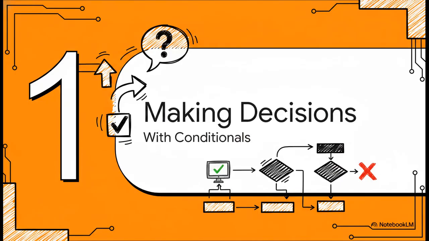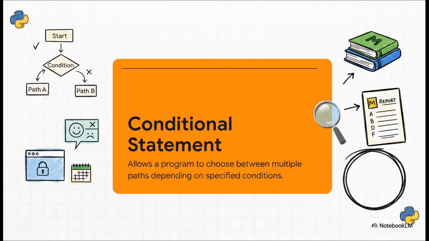Let's kick things off with Section 1, making decisions with conditionals. Okay, a conditional statement. Sounds fancy, right? But it's literally just a programming structure that lets your code choose between multiple paths of execution depending on specific conditions. Imagine a website checking your age before it lets you create an account. This is exactly how a program decides if a user is old enough to enter a site or what rank a player gets based on their competitive match score.